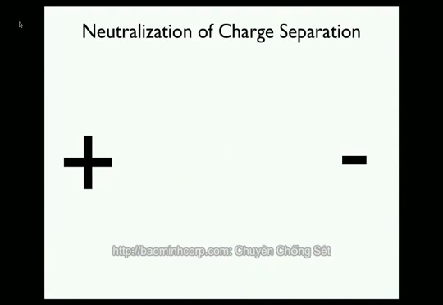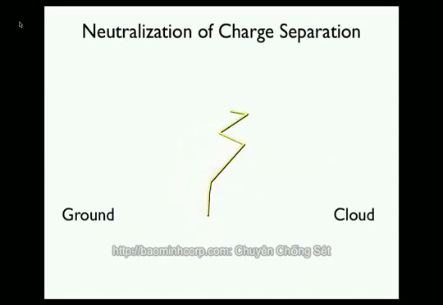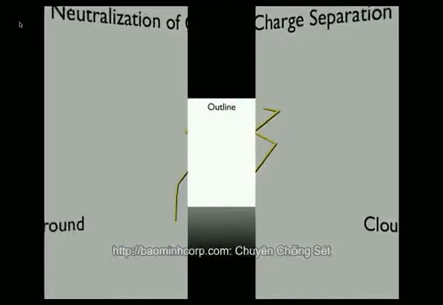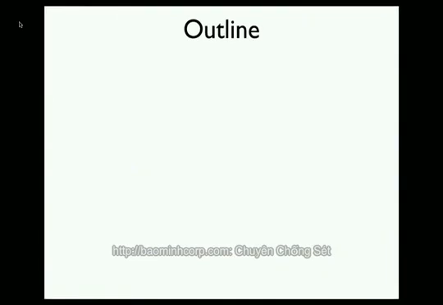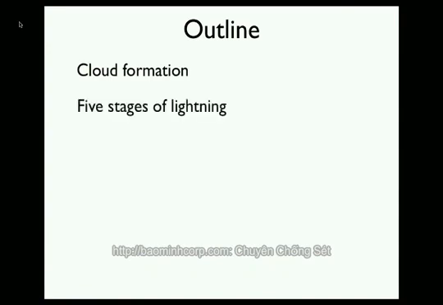Well, lightning can be defined as the neutralization of electrical charge separation between the cloud and the ground. Now, before we are able to see a bolt of lightning, however, many steps occur behind the scenes. In this presentation, I will explain those steps. First, I will explain how cloud formation begins the process of lightning. Then, I will explain the 5 stages of lightning that culminate with the lightning bolt.